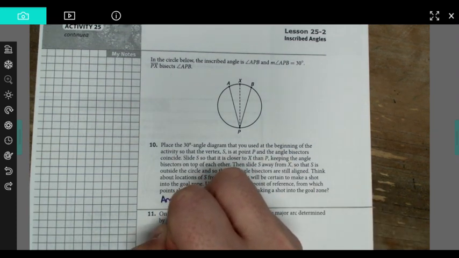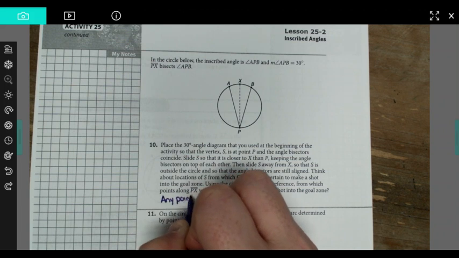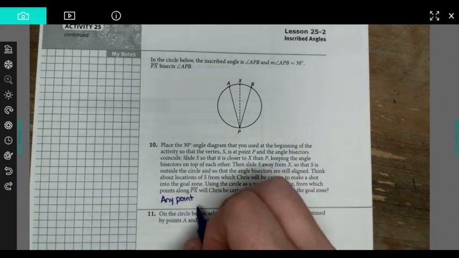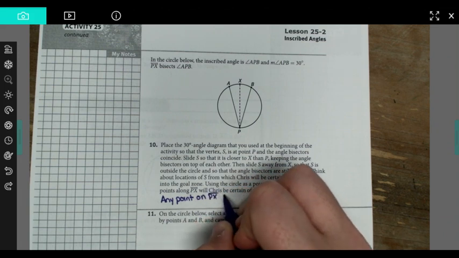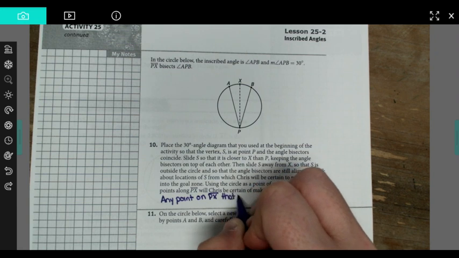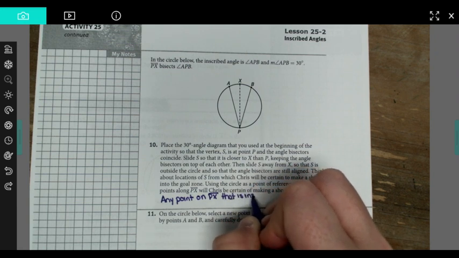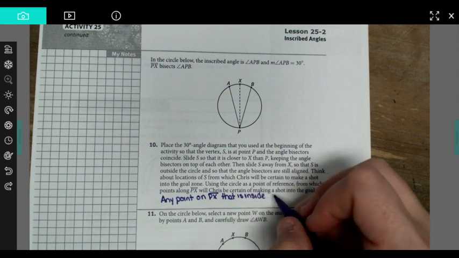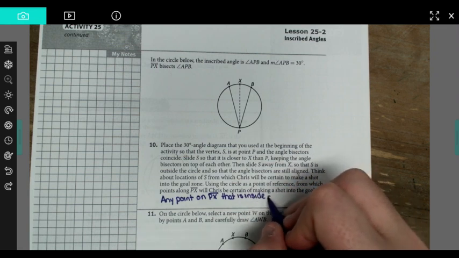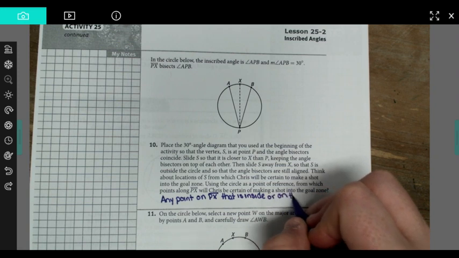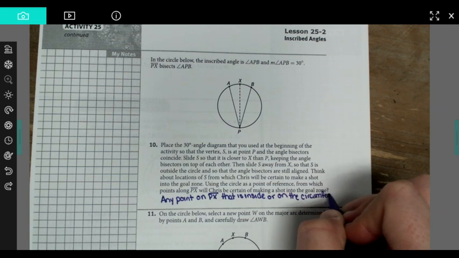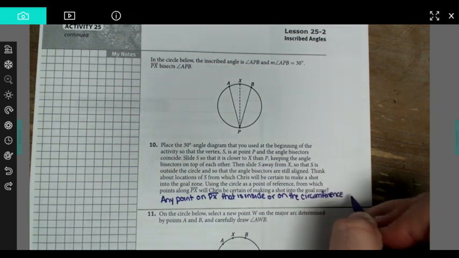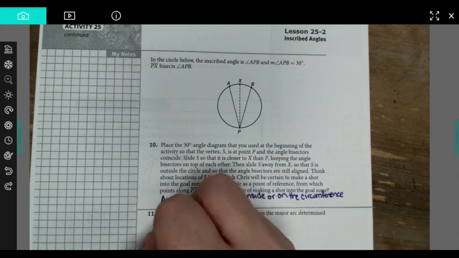It would be any point on PX that is inside or on the circumference of the circle.